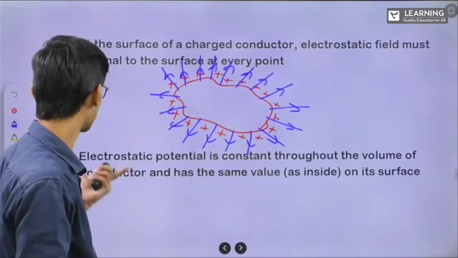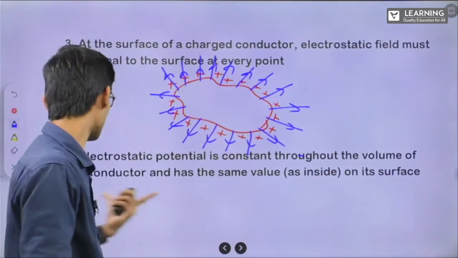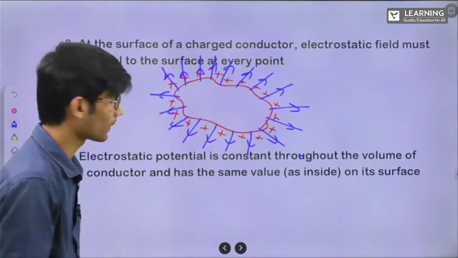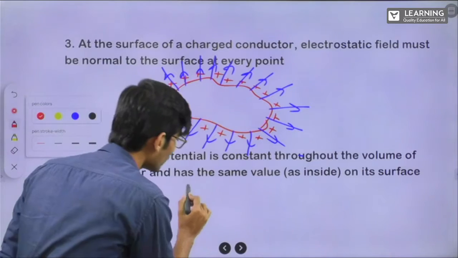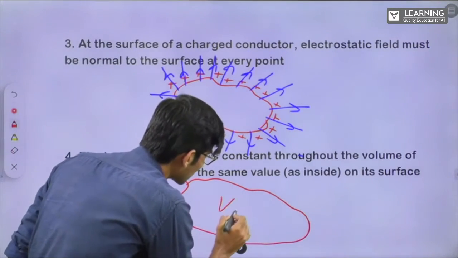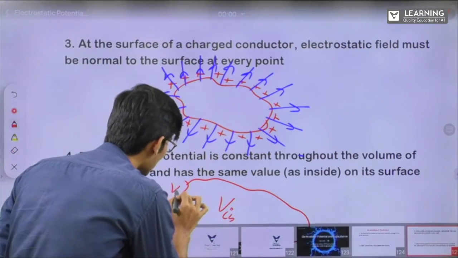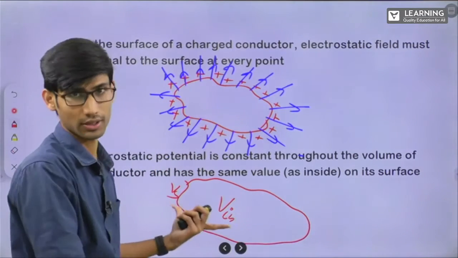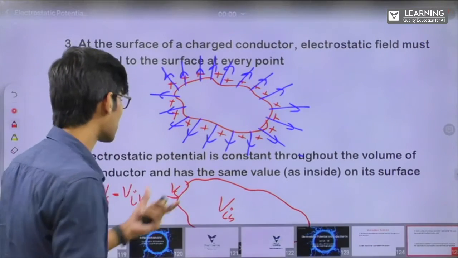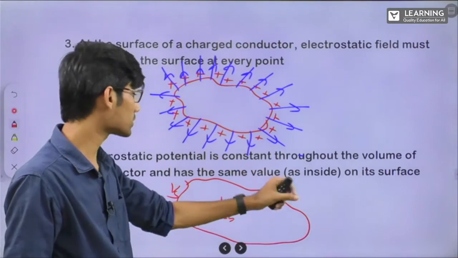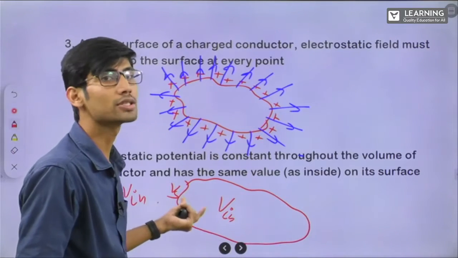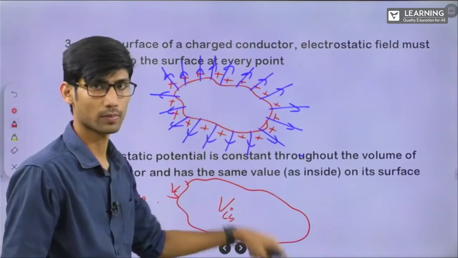Clear? Next, electrostatic potential is constant throughout the volume of the conductor and has the same value as inside on its surface. If there is a conductor, the potential inside and the potential at the surface are both equal. Anyways, we already saw this in the case of a sphere. That is true. V at the surface is equal to V inside. V at the surface is always constant. Electrostatic potential is constant throughout this volume. Whatever is inside will be the same as the one on the surface.